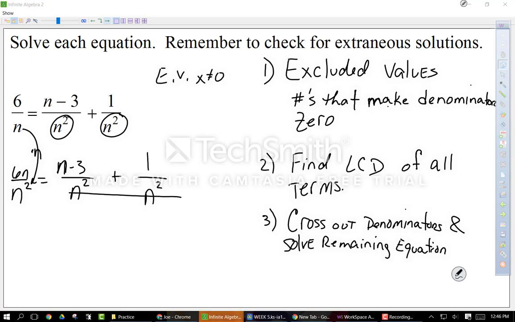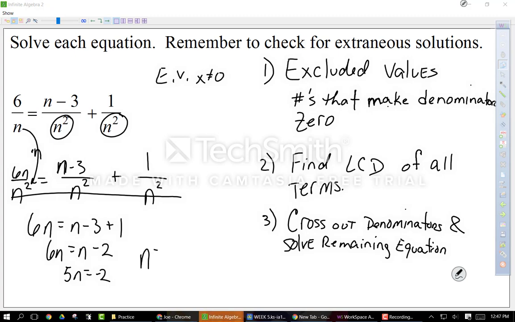Step 3, cross off denominators. 6n equals n minus 3 plus 1. 6n equals n minus 2. 5n equals negative 2. Remember, I subtract the n's. Divide. n equals negative 2/5. What? A fraction? It is okay to get a fraction. It is fine. It is math. This solution doesn't match my excluded values, so we know that it is the answer.